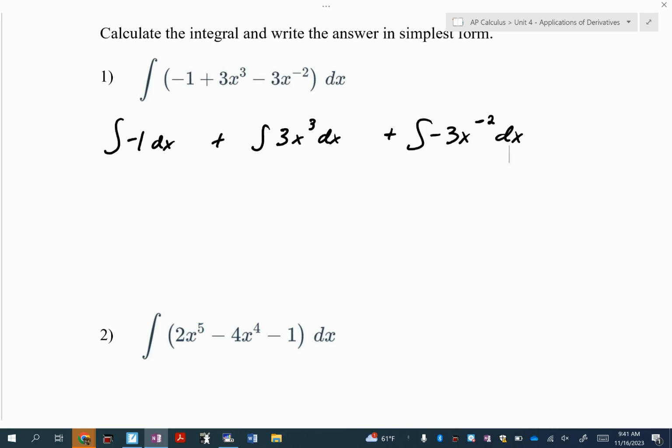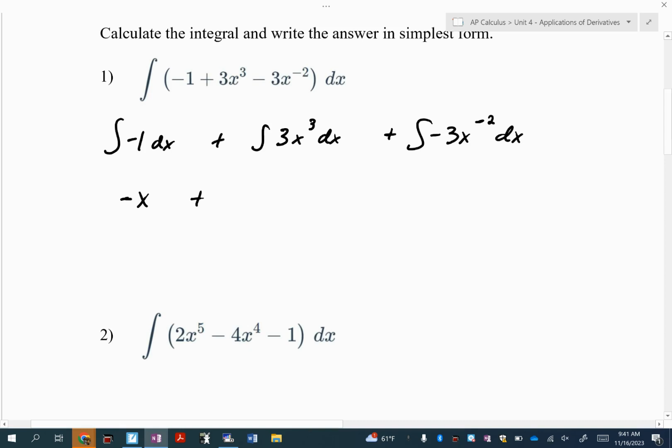All right. Now, the first one, Andres. See, the first one says -1. Whenever you have a number only, it's always going to be that number with the x, right? Because if I took the derivative of negative x, I would get -1. So you always do that, okay? We're just going the different direction.